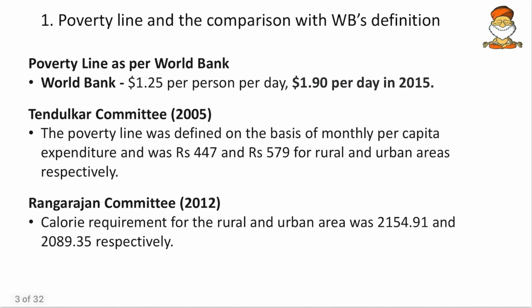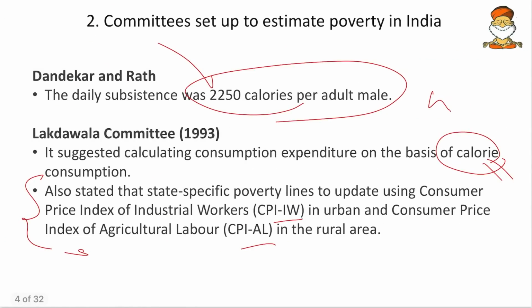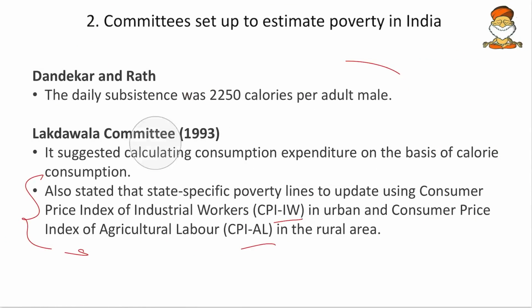So firstly, we take up the poverty line and the comparison with the World Bank. Here the simple comparison is that the World Bank defines poverty as the expenditure of 1.25 dollars per person per day. In 2015 it was updated to $1.90 per person per day. But in India we have different comparisons. It is the monthly expenditure as per the Tendulkar committee and Rangarajan committee, which define it on calorie based expenditures. However, in India we have so many other committees which came up for poverty estimations, and here we take a look at that.